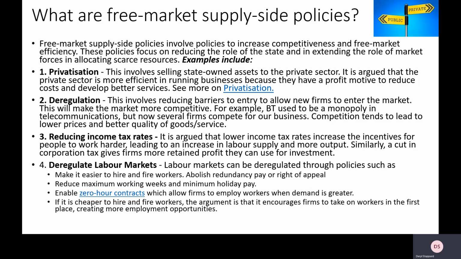And this is what's led to the growth of things like zero-hour contracts, where people get no guaranteed hours at work. But it should mean, in theory, that if people want more hours, they should be competing against other workers, working hard, so they can get more hours through their employer. So again, that should lead to more competition and more efficiency creeping into markets.